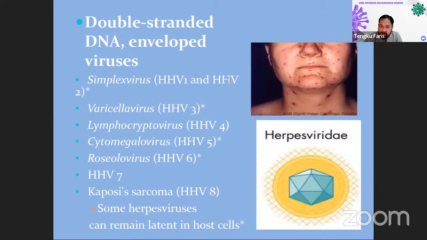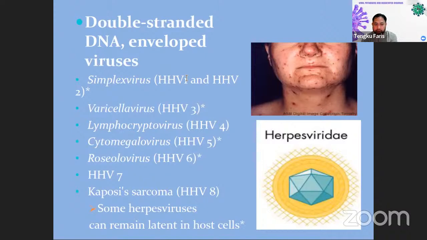Double-stranded DNA enveloped virus. As I mentioned earlier, there are lots of group names or small names under the Herpesviridae. They all cause herpes disease, like the simplex virus HHV1 and HHV2, varicella virus HHV3, so that's another name. Lymphocryptovirus HHV4, cytomegalovirus HHV5, roseola virus HHV6 and 7, Kaposi sarcoma is HHV8.